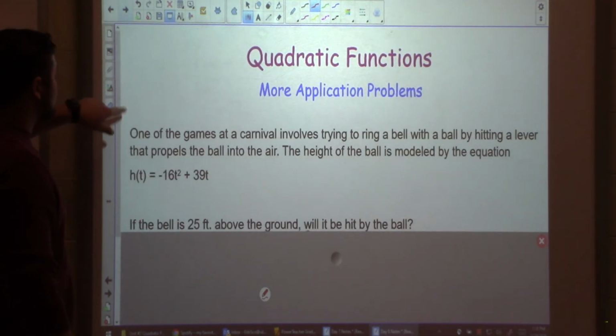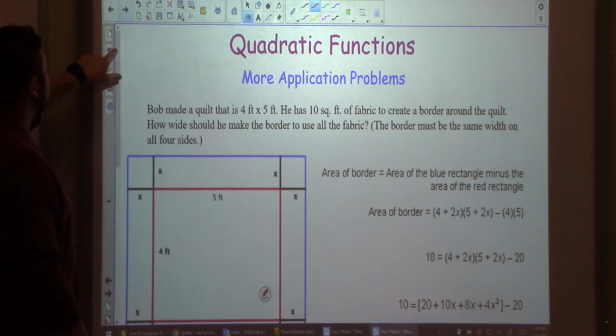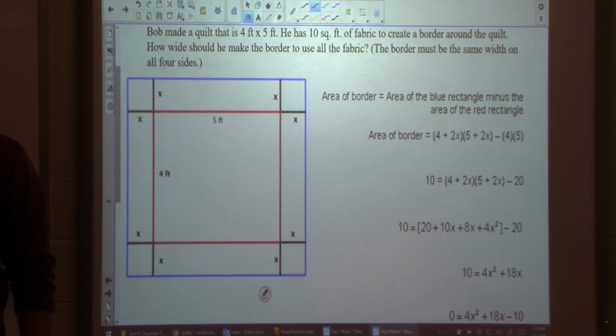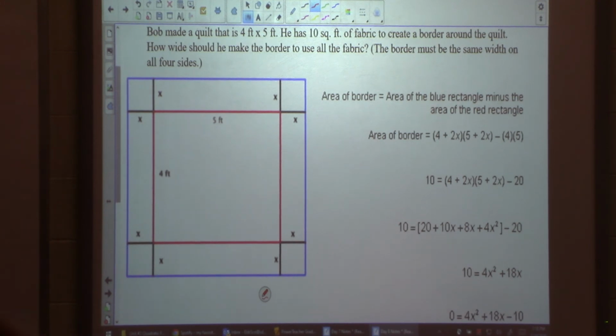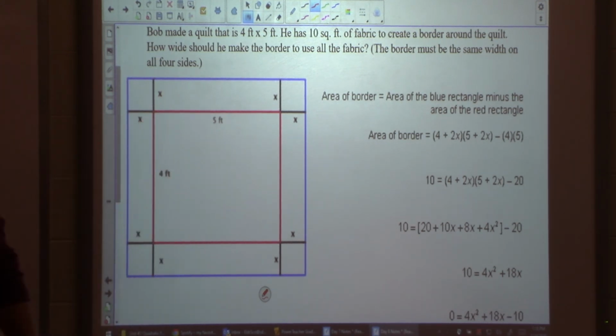Okay, the next one, we are gonna skip this one because I think it's a dumb problem. I'm just being honest, right? A carnival ball on a bell doesn't go up at a parabola, it goes straight up. It's stupid, it doesn't make sense for us. Okay, so we're talking about a quilt quick. They did a lot of the math for us, we just gotta solve it.